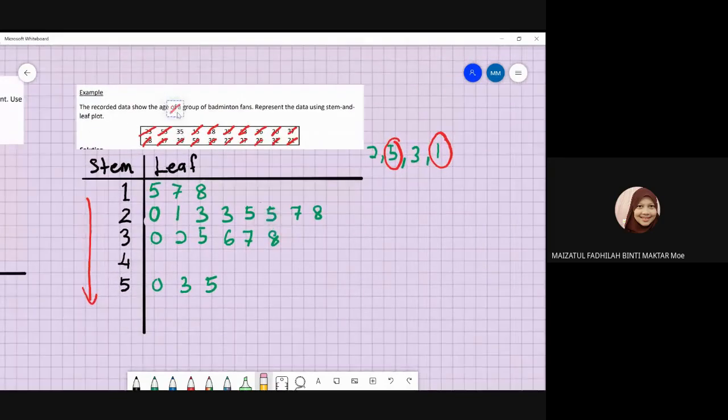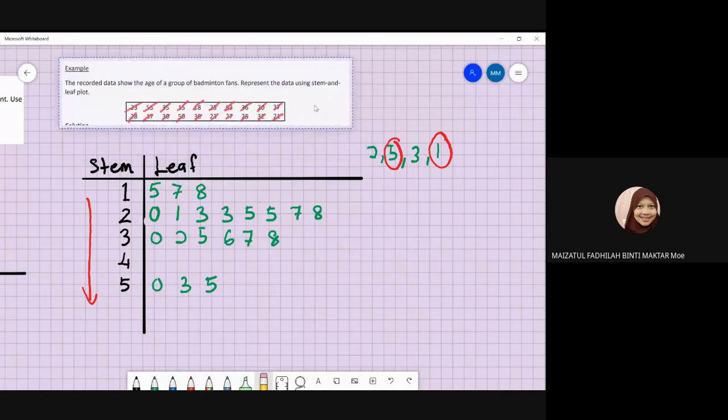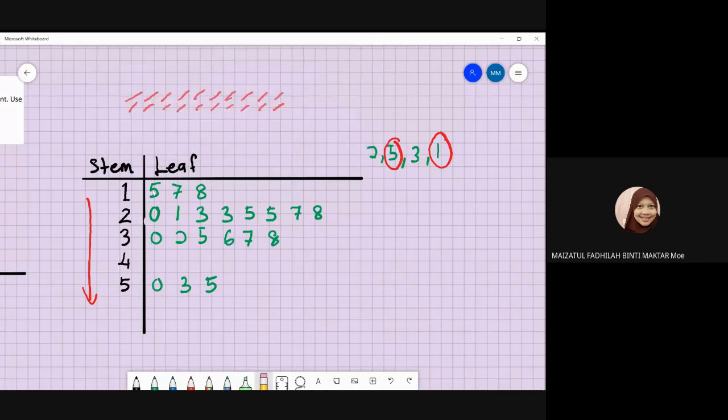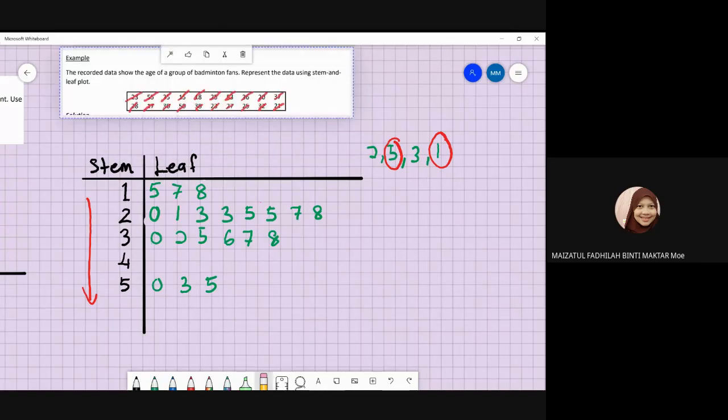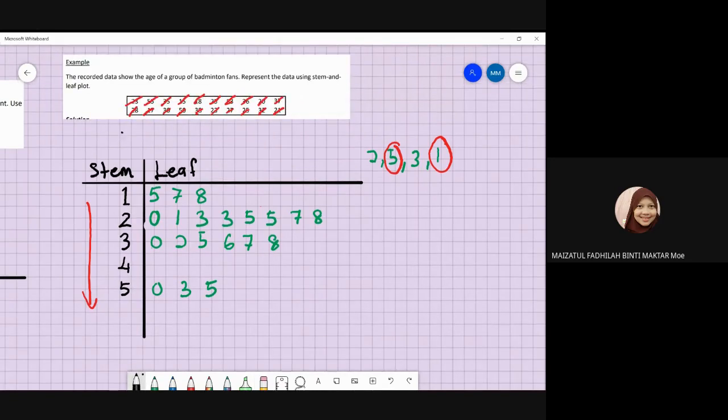Alright, after you are done with this one, please write down the title on top of the plot. The title is Ages of Badminton Fans. Okay, what about the key?